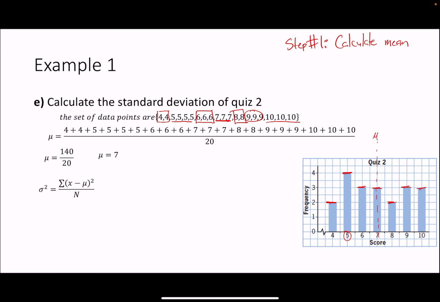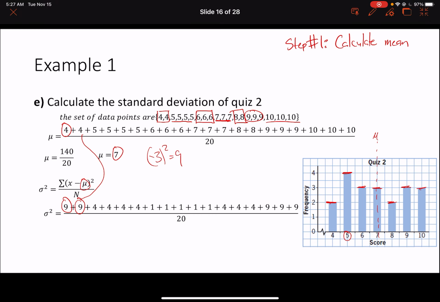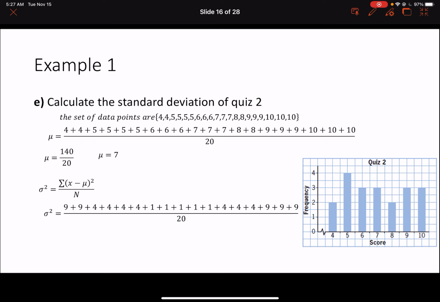My standard deviation is: take every point, subtract it from mu, and square it, and then add them up. So what does that look like? Well, where did I get this 9 from? Essentially, that is 4 take away 7, which is minus 3, squared is equal to 9. And we have 2 of those, right? 2 9s. Let's delete some of this markings.